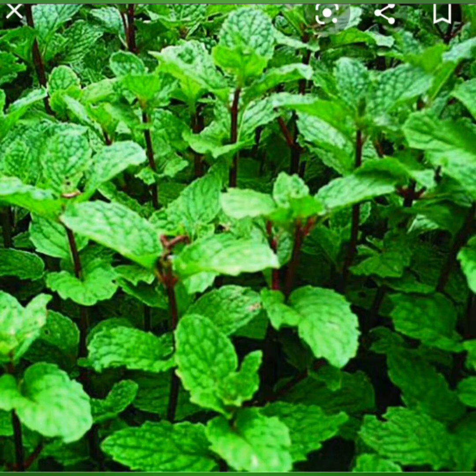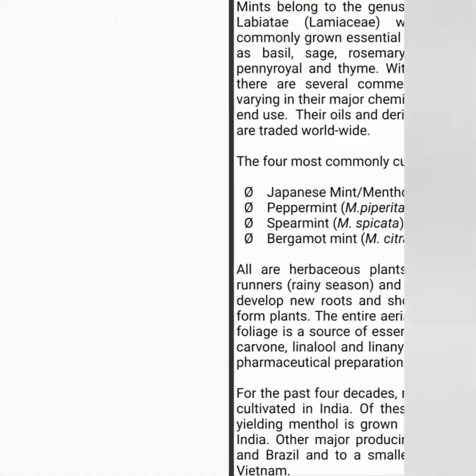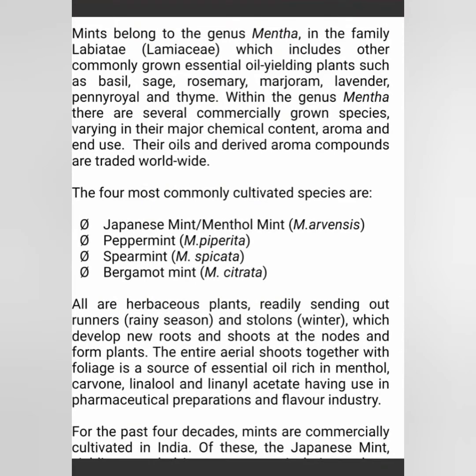So let us start with this one, mint. Now this mint species, as you can see here, belongs to the genus Mentha. It is known as Mentha, the botanical name. Mentha species. There are many species that we will see later.